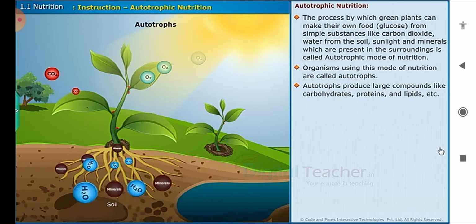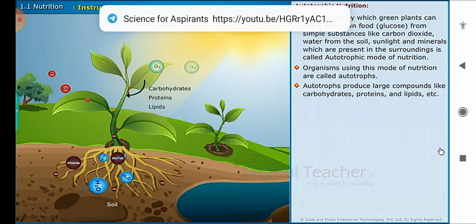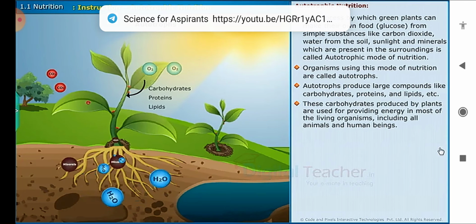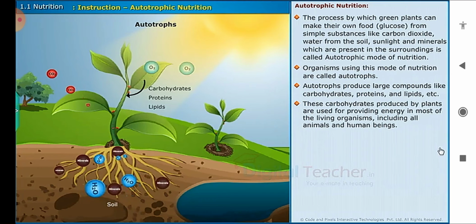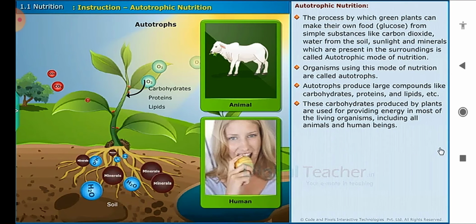Autotrophs produce large compounds like carbohydrates, proteins, and lipids, etc. These carbohydrates produced by plants are used for providing energy in most of the living organisms, including all animals and human beings. Everything we eat comes from the plants, either directly or indirectly.